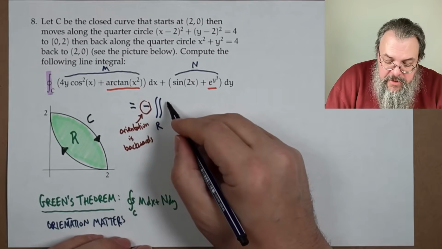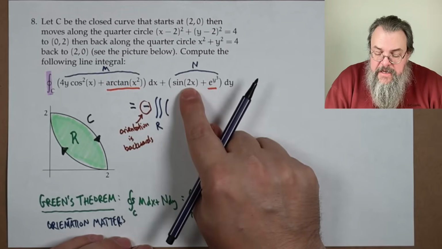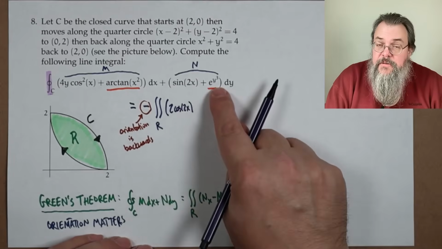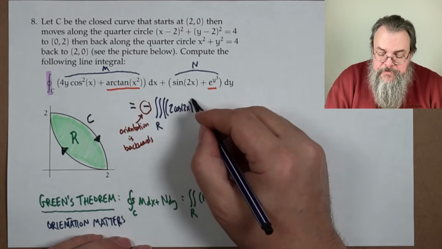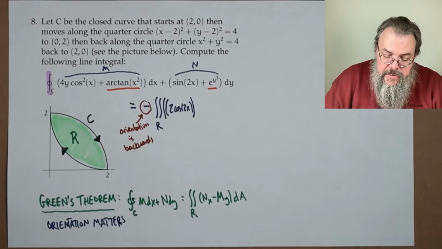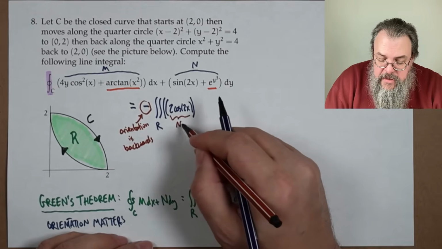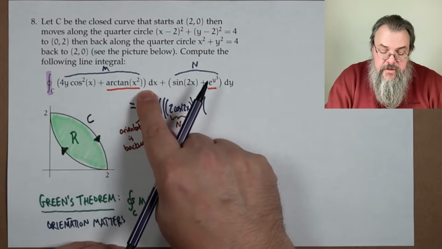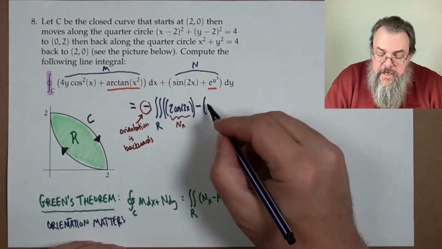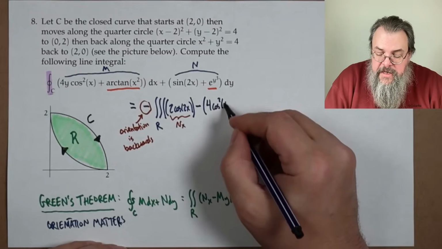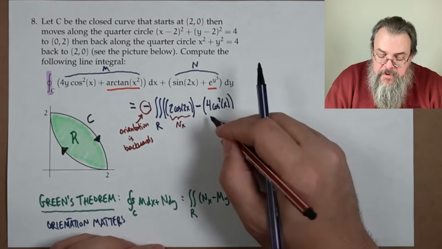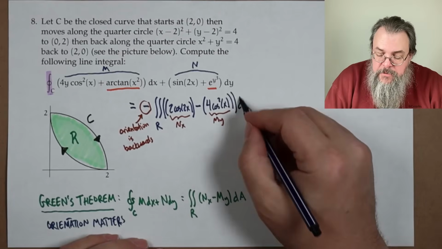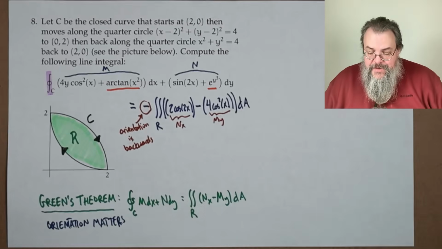And okay, so we have our n sub x. So take the derivative of sine of 2x with respect to x, that's 2 cosine 2x. And the derivative of e to the y cubed goes away. Okay, so there's our n sub x. And then subtract, take the derivative with respect to y. Our tangent x squared goes away. We have 4 cosine squared x. Okay, there's our m sub y. And now we just have to integrate that with respect to our region.